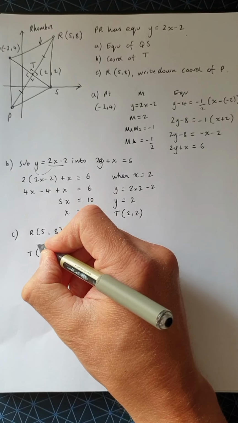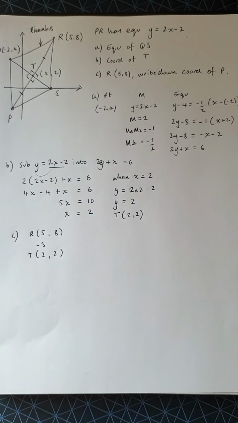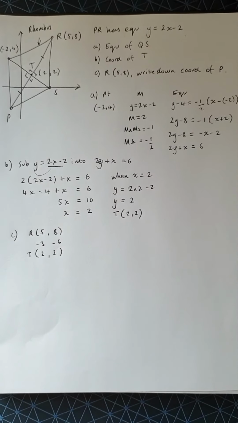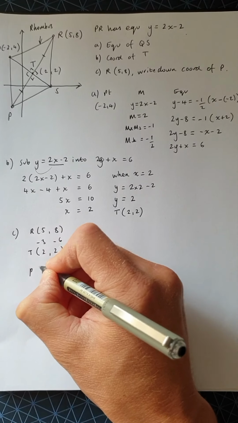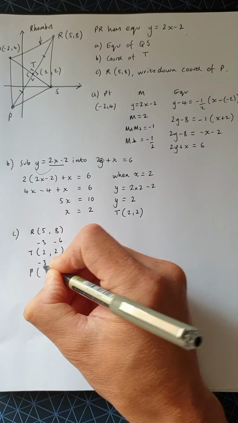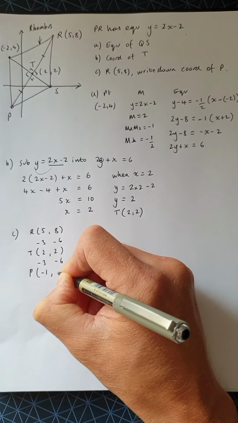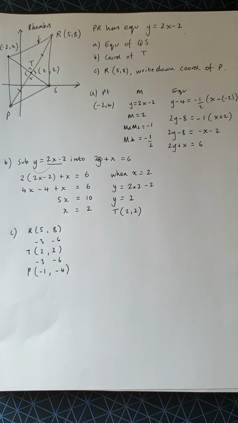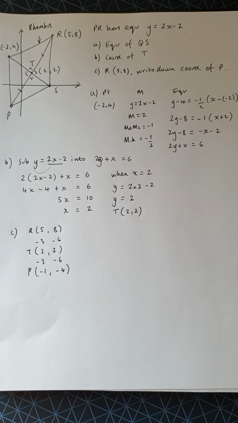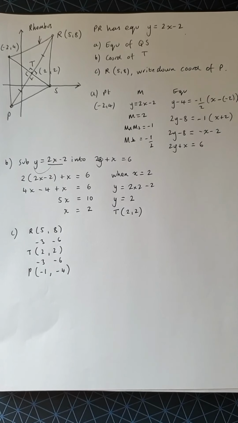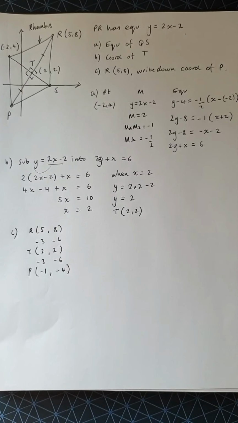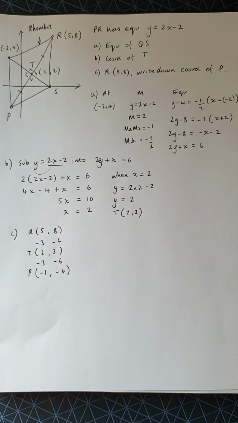So hopefully you can see that I take away 3 from the x coordinate to get from 5 down to 2, and to get from 8 down to 2 for the y coordinate, I take away 6. So I'm just going to follow that pattern on, and that's going to give me what P is. I'm going to take away 3 from the x coordinate to get -1, and I am going to take away 6 from the y coordinate, and that's going to get me -4. Now, again, does that tie in with the diagram? Could P be -1, -4? Yes, it could. And again, that's something that we should be looking for. We should be looking to see if it ties in with the diagram.